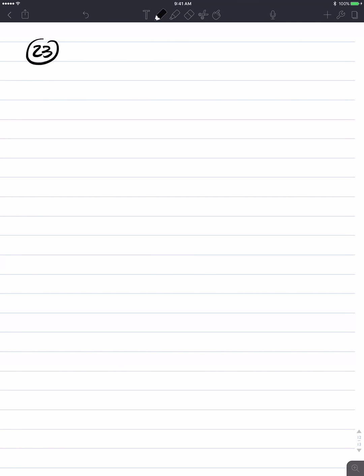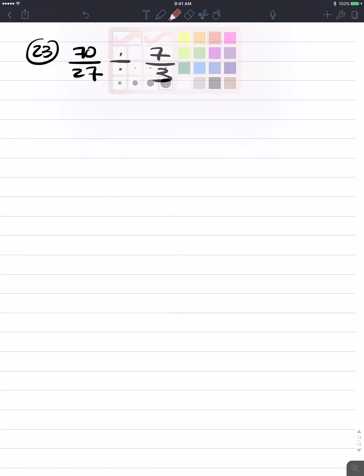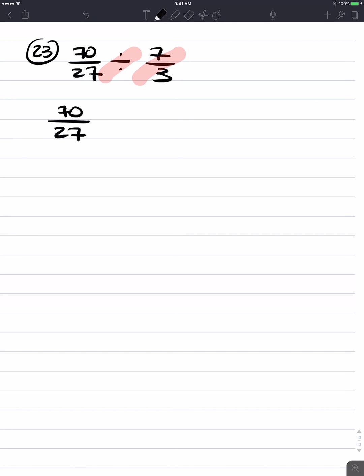23. 70 over 27 divided by 7/3. This is a division question. We have a first fraction on the left, which is 70 divided by 27. We are now going to divide by the second fraction, which is 7/3. This is going to become 70 over 27 times the reciprocal of 7/3, which is 3/7.